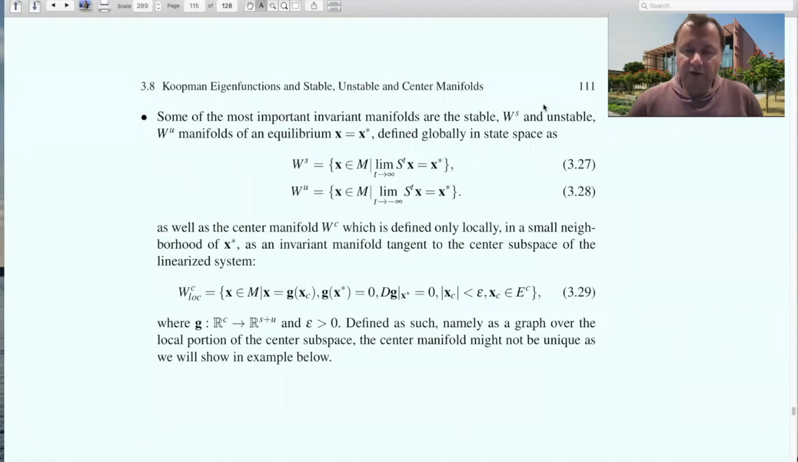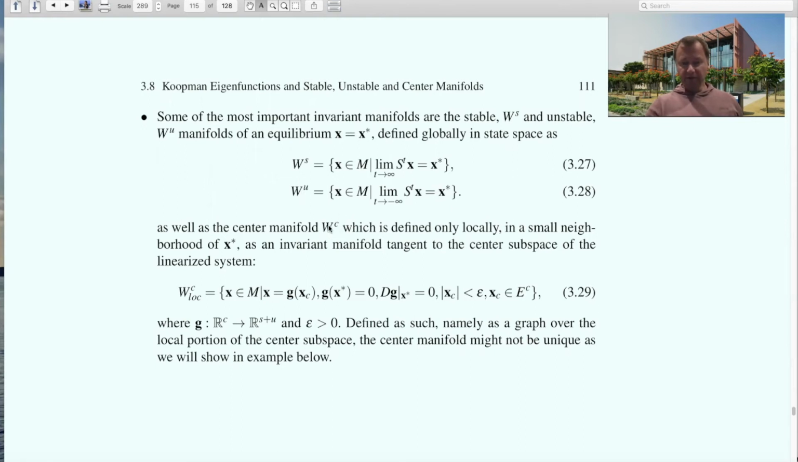Some of the most important invariant manifolds are the so-called stable, which we label here as W^S, and unstable, labeled W^U, manifolds of an equilibrium x = x star. And these are defined globally in state space with asymptotics. So W^S is the locus of all x in the state space such that the limit, when time goes to infinity, of S^t(x) is x star. W^U is the set of all x such that the limit when t goes to minus infinity of S^t(x) is equal to x star, being the equilibrium here.